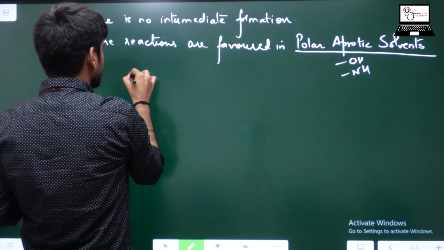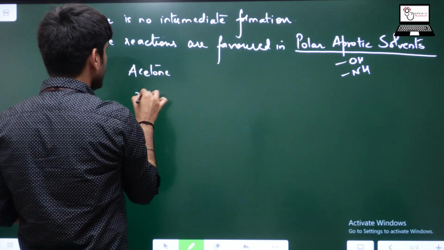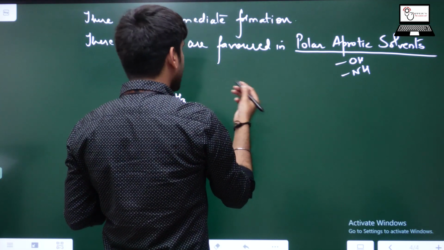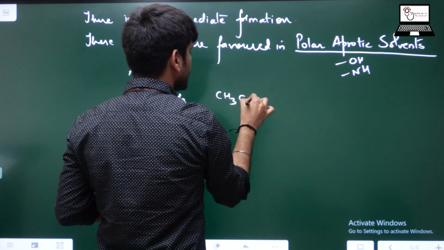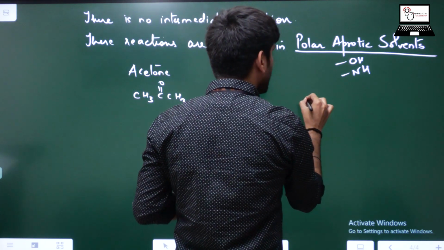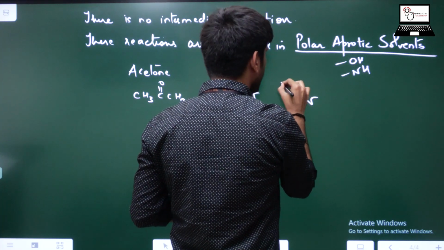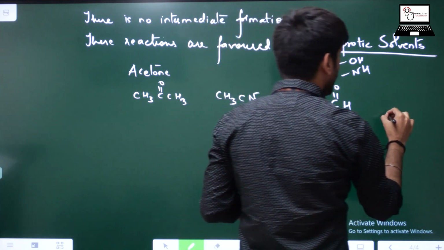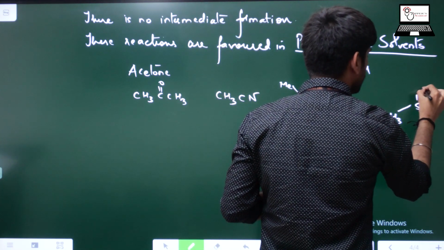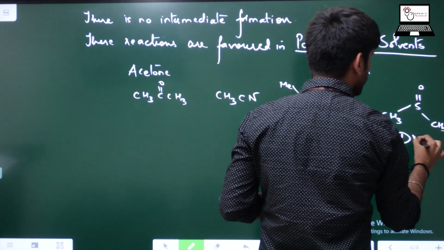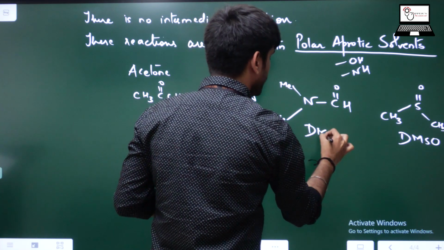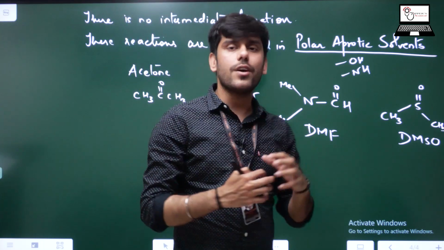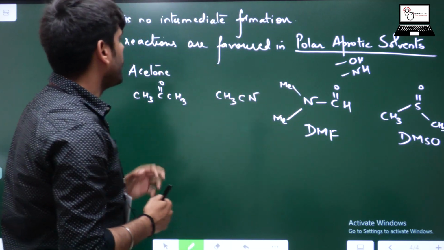So, for example, we have acetone. We can have an alkane nitrile, say methane nitrile, CH3CN. We can have dimethylformamide, DMF, and we can have dimethyl sulfoxide, also called DMSO. So these reactions are favored in polar aprotic solvents.